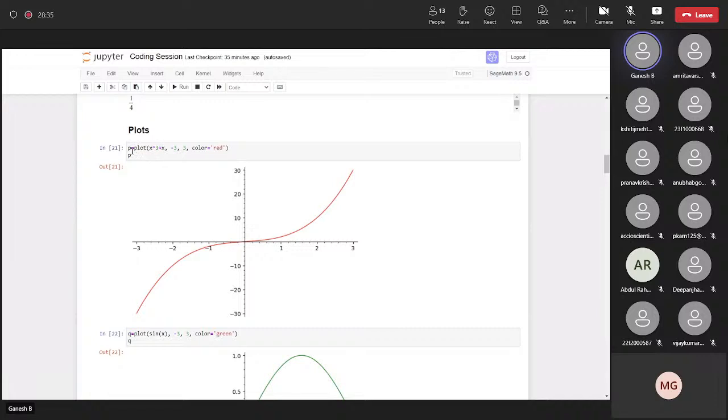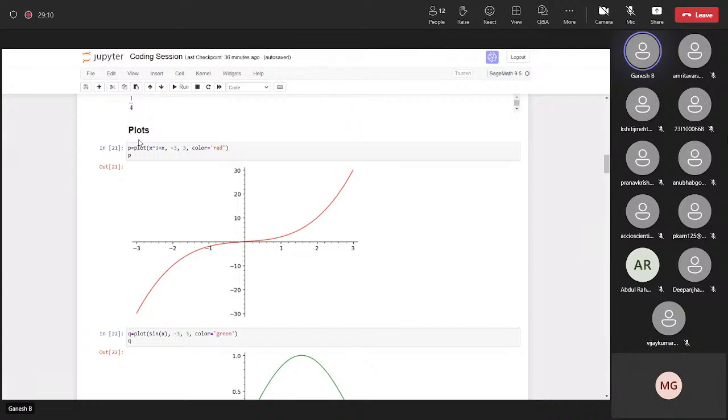So this is how you plot a function. If you want to plot x cube plus x, I would call the function plot, and the parameter that you pass is the function that you want to plot. Minus 3 comma 3 represents the range on the x-axis that you want the function for, and the default color of the plot would be blue. If I want to change the color, I would just pass the parameter color equal to whatever color I want in a string. So if I want it to be red, I'll just pass color equal to, in quotes, red.